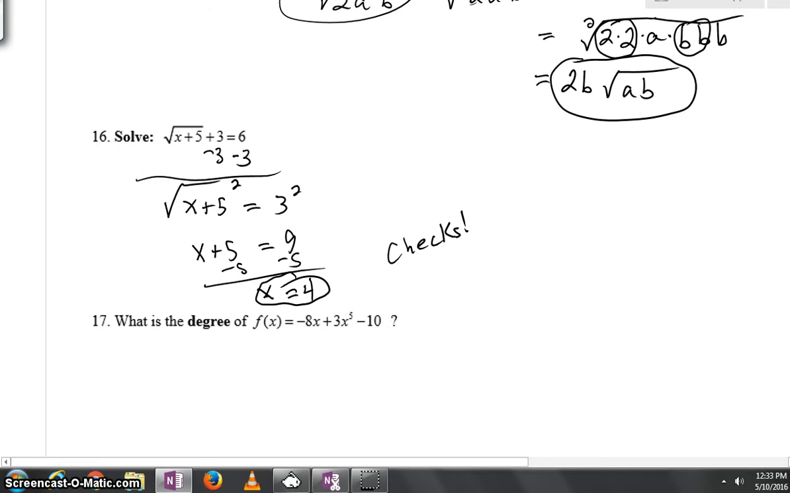Number 17. As you're looking at number 17, you can see that the degree is asked for. The degree is simply the highest power that you see in the expression. The degree, plain and simple, is 5.